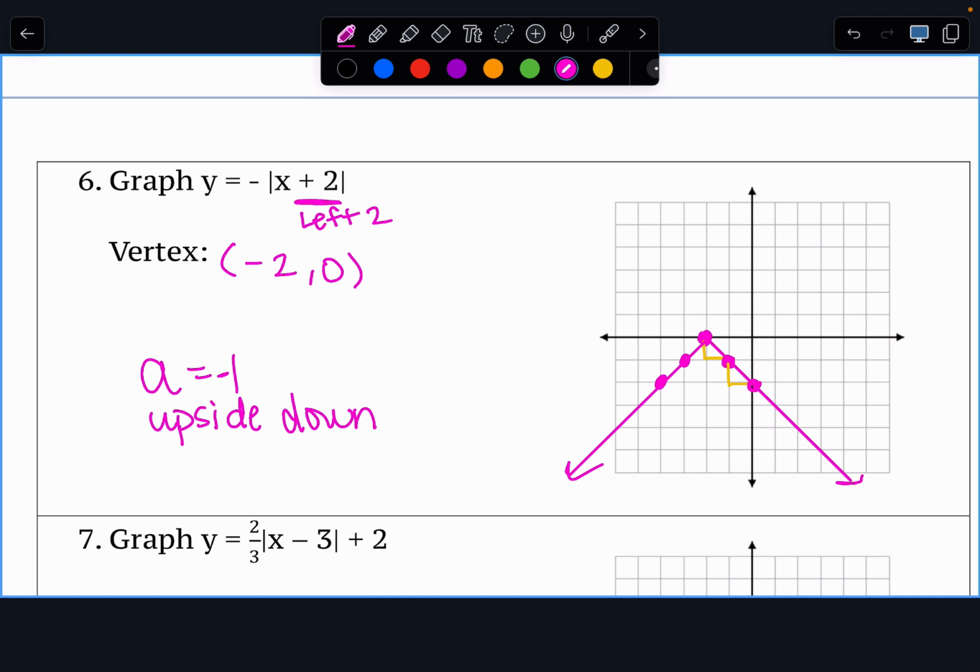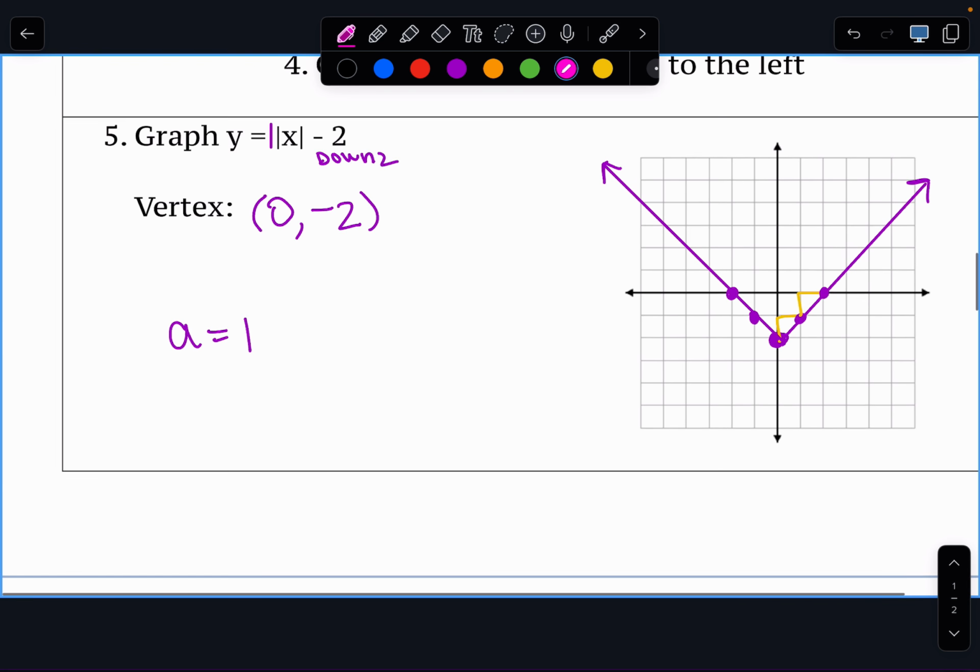Do we have to draw the lines? Yeah. We didn't draw them on the other one.